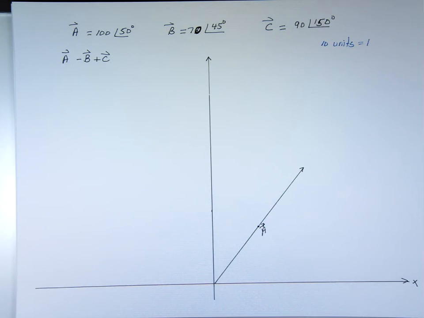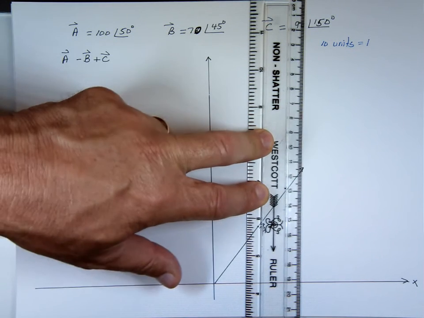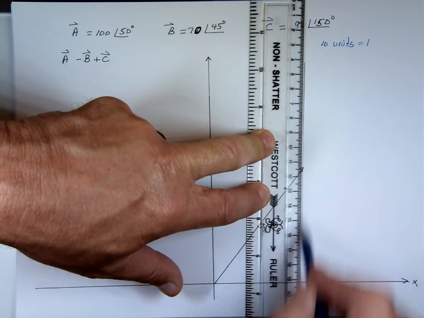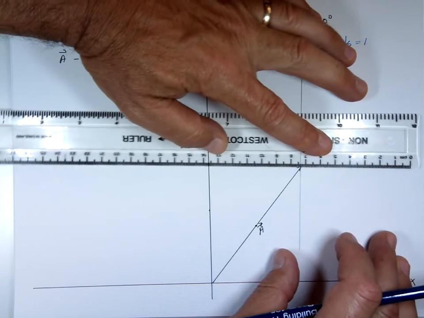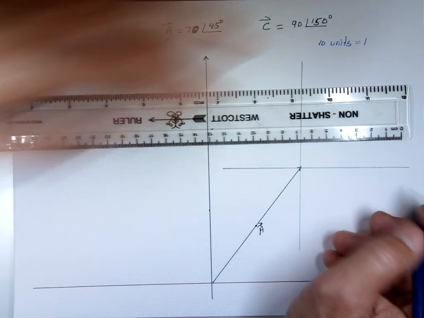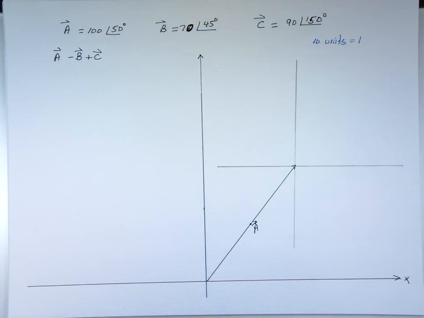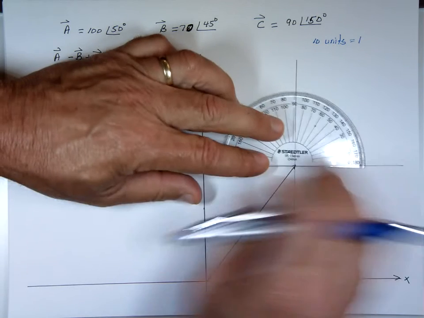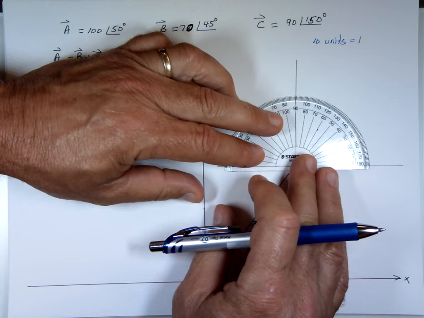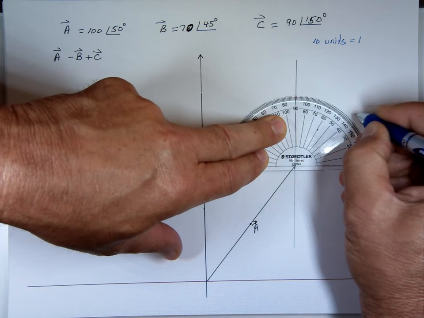Now notice I'm going to put x and y axes right here. That's the other way I did it. Especially when you have more than two, you want to do them this way. And vector B is what angle? 45? Where's my 45? 45 is in this direction.